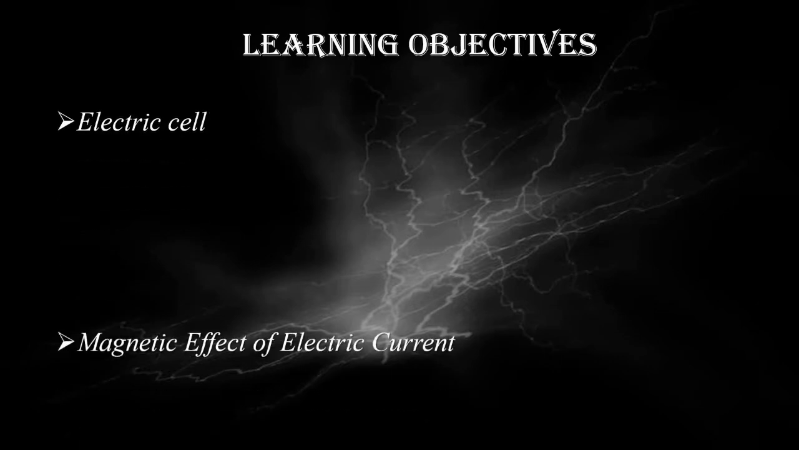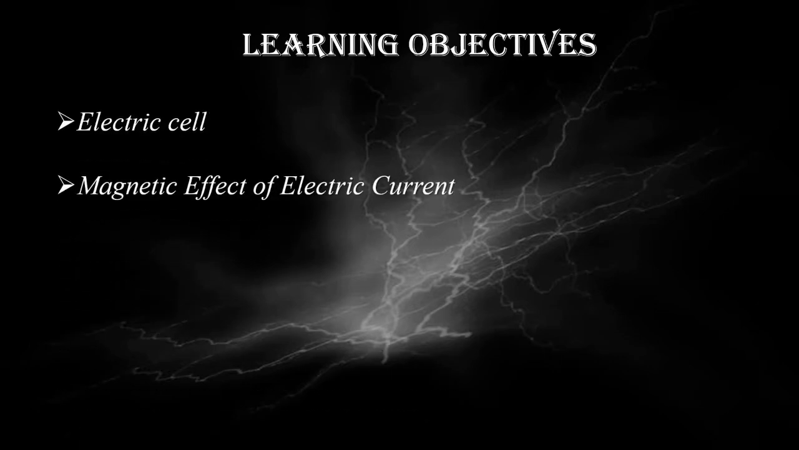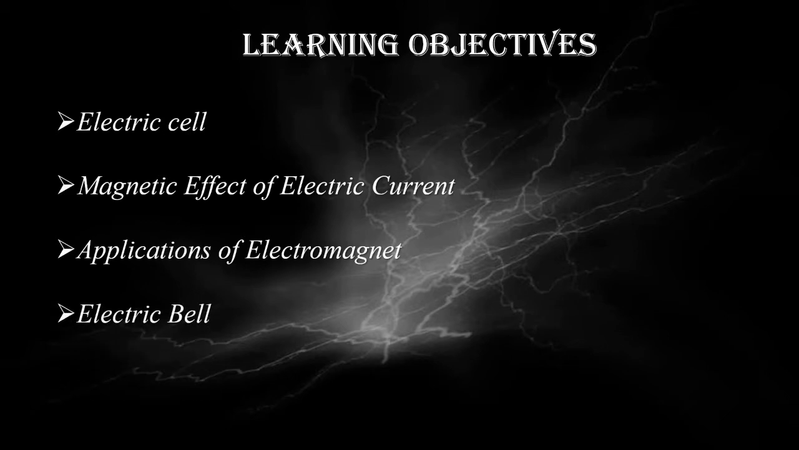Before beginning with the lesson, let us understand what the learning objectives are. In this lesson, you will learn about the electric cell and the magnetic effect of electric current. You will also learn about applications of the electromagnet and the electric bell. Let us begin with our lesson.